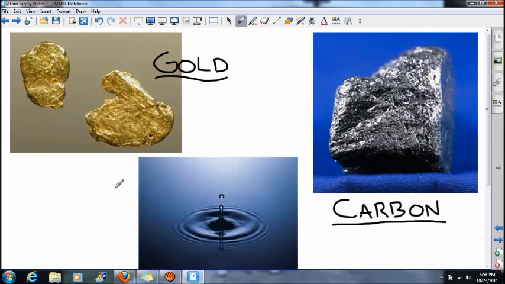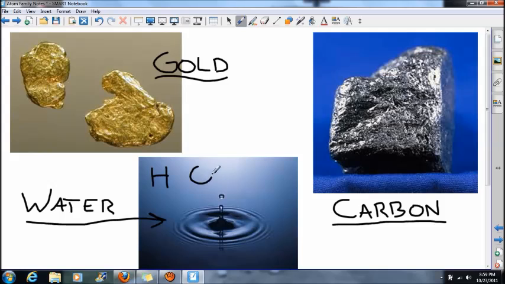And then down here we have something that people commonly think is an element, but it's not. This is water. And remember, water is actually made up of a couple elements. So this water right here is actually made up of a couple elements combined. It's made up of hydrogen and oxygen. And so when those two elements get together, it forms what's called H2O, because it takes two hydrogens and one oxygen, and that's what we call water. So these are examples of elements, and you can find elements.